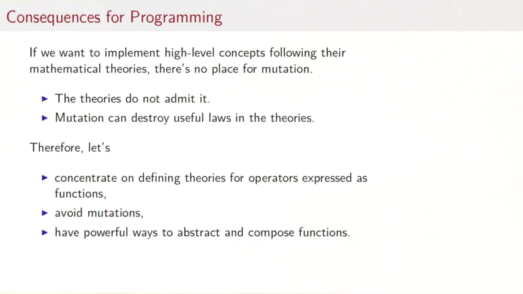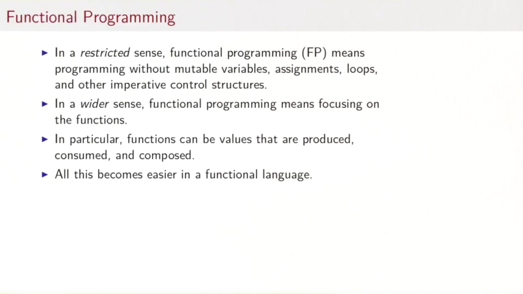We want to avoid mutations, and if we are going to do without something, we want to gain something else. What we gain is powerful ways to abstract and compose functions. So functional programming means avoiding mutations and getting new ways to abstract and compose functions. In fact, there are two ways to look at functional programming, a restricted one and a more general one. In the restricted sense, functional programming just means programming without mutable variables, without assignments to those variables, without loops and the other imperative control structures. So it takes a lot of things away.